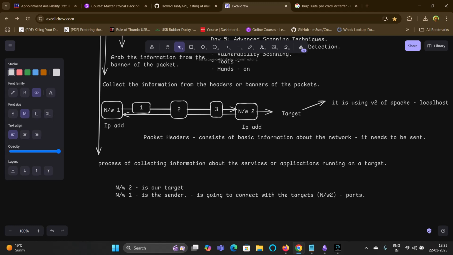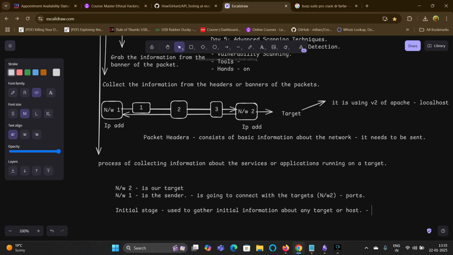So this is basically grabbing. It is the initial stage, guys. You can say initial stage, or you can also say that it is used to gather initial information about any target, or you can say host.